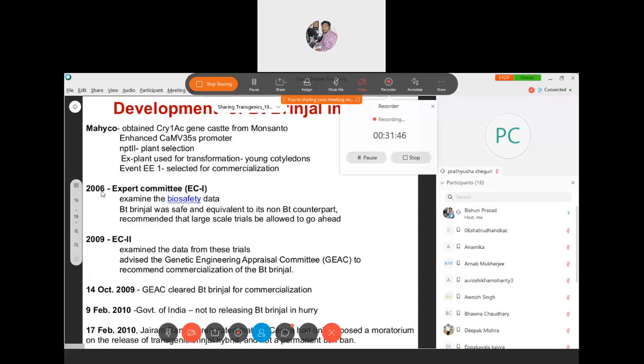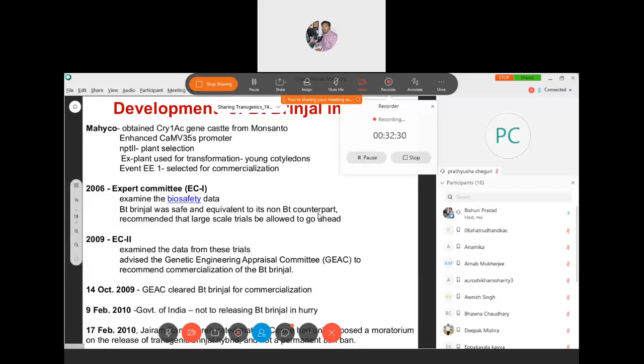So in India, in 2006, expert committee EC1 examined the biosafety data, and they found that BT brinjal is safe and equivalent to the non-BT counterpart. They didn't find any differences in the yield and other traits between BT brinjal and wild type brinjal, they were at par, so they recommended allowing a large scale field trial in India.